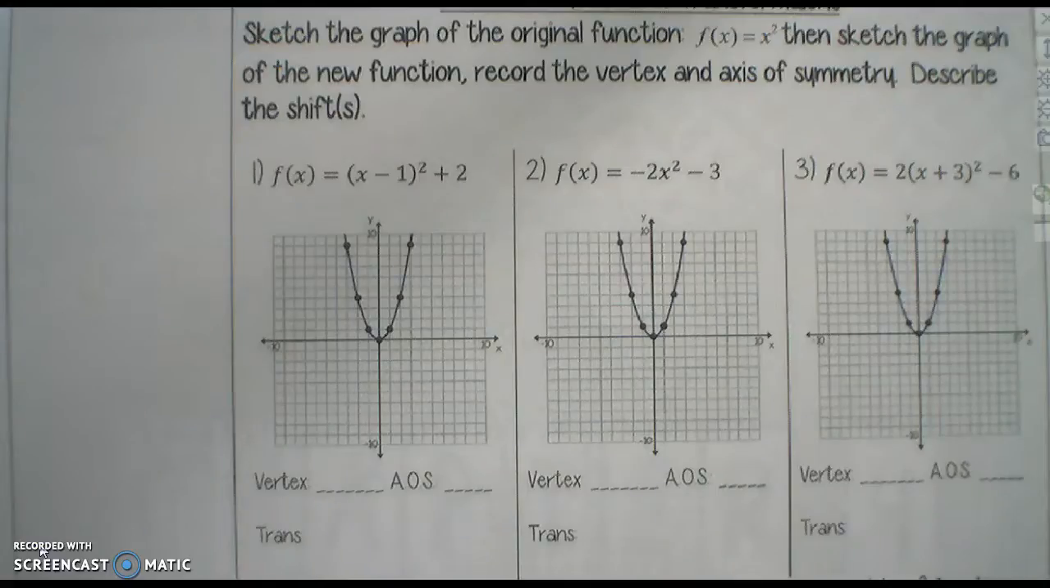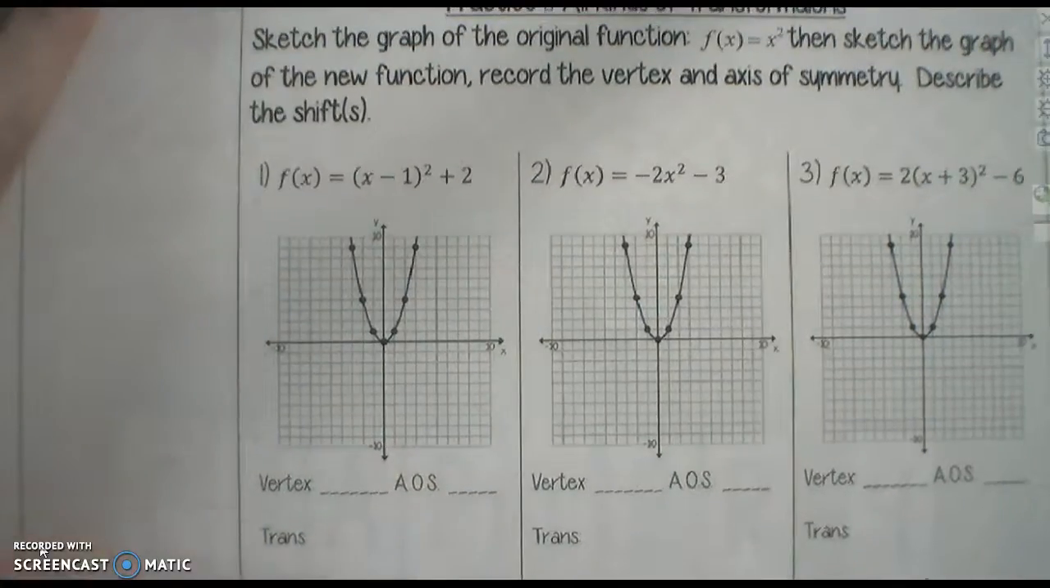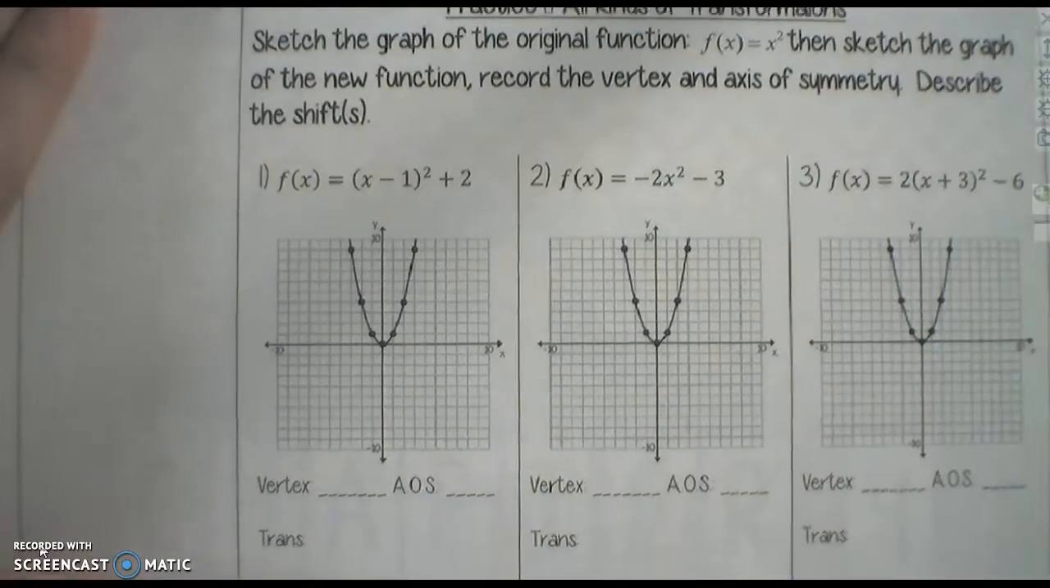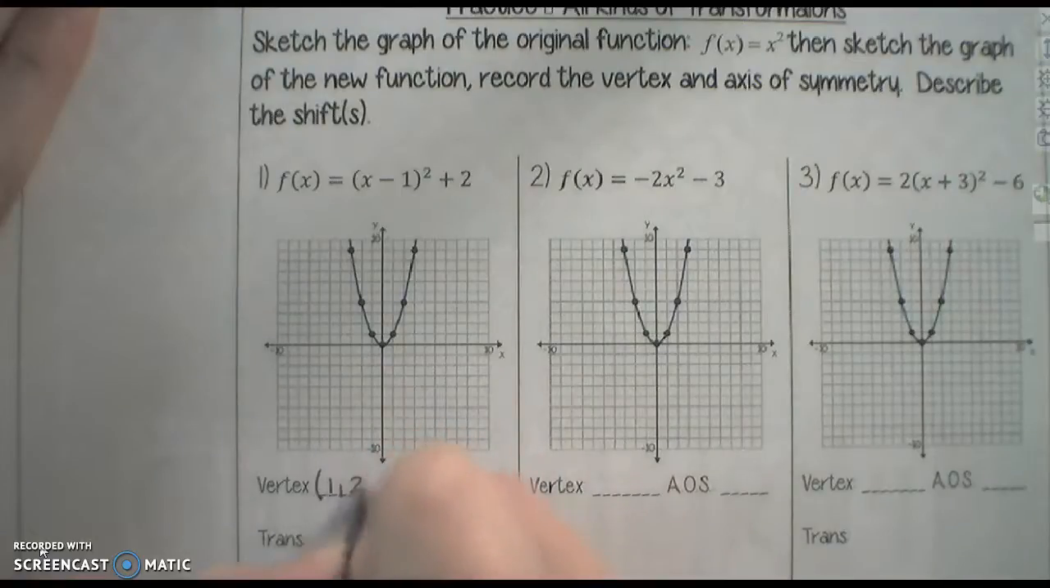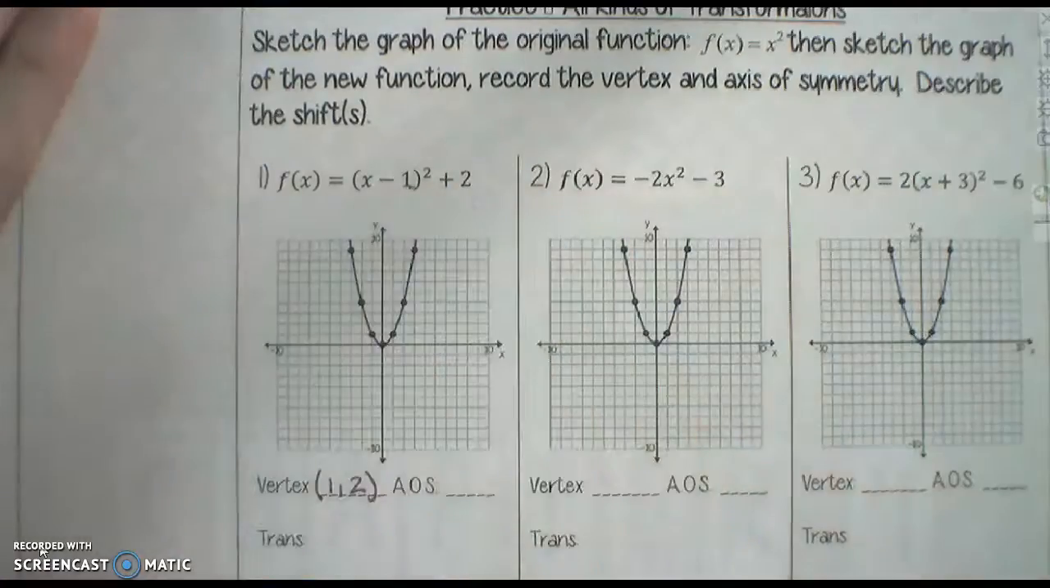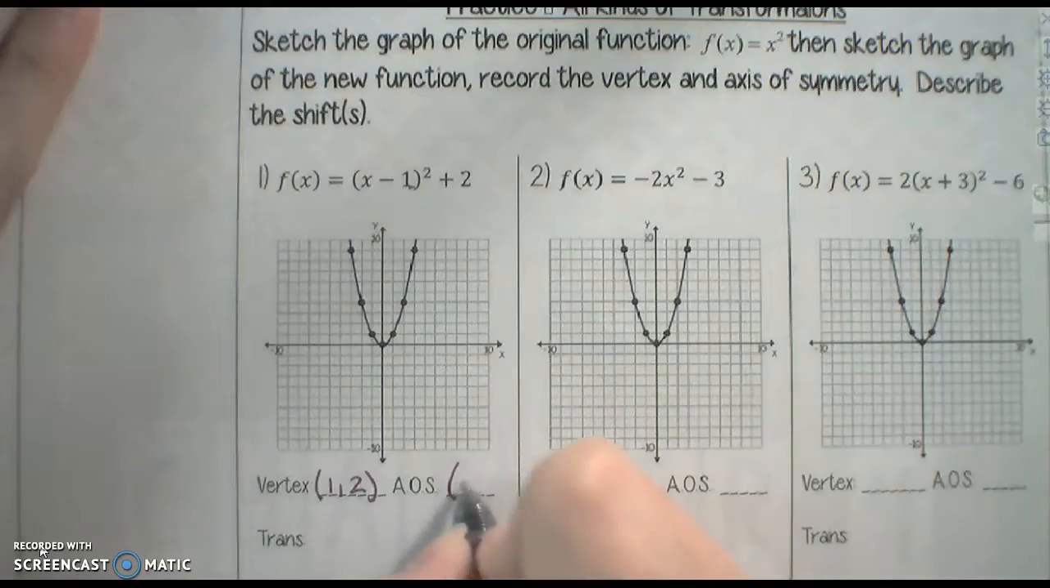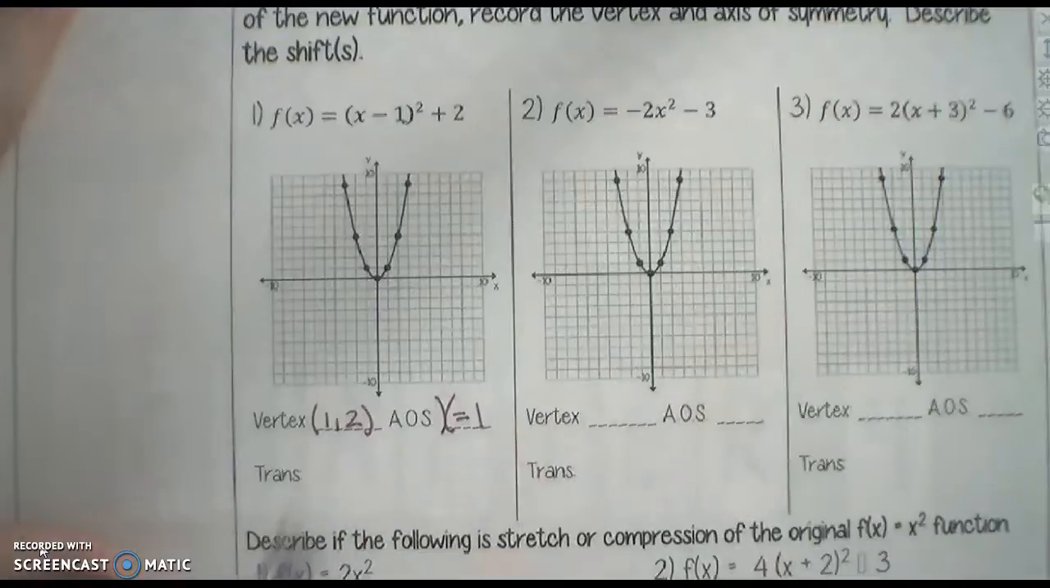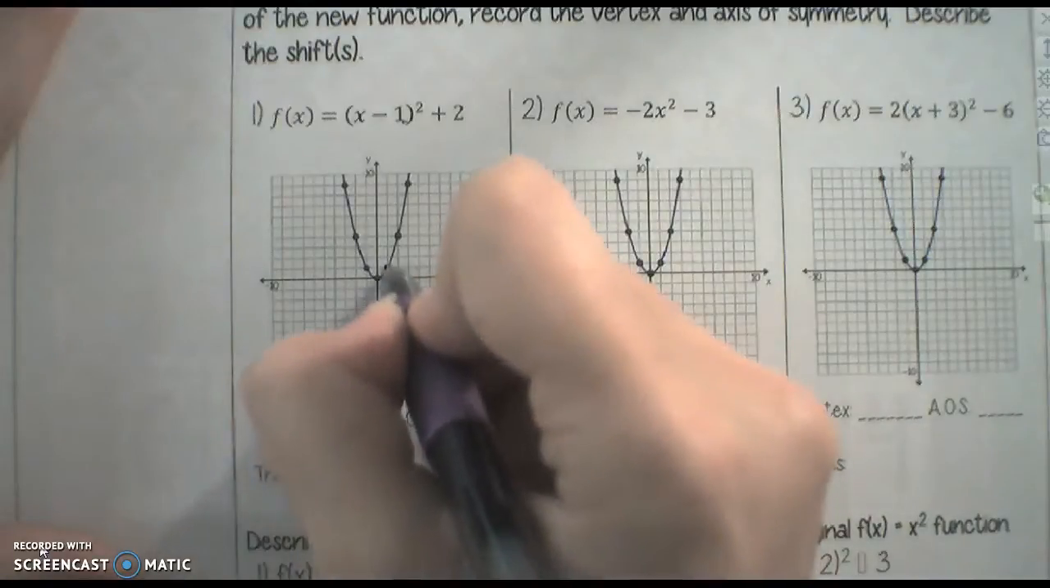So on this next page, a lot of this is review, and I really want you to practice this on your own. It's kind of putting all the transformations together. We'll do one quick example together, but then I want you to try most of these and practice on your own and then check when you're ready. So vertex is going to be 1, 2, opposite of the inside, keep the outside. Axis of symmetry is x equals 1. And then we are going to graph starting at 1, 2.